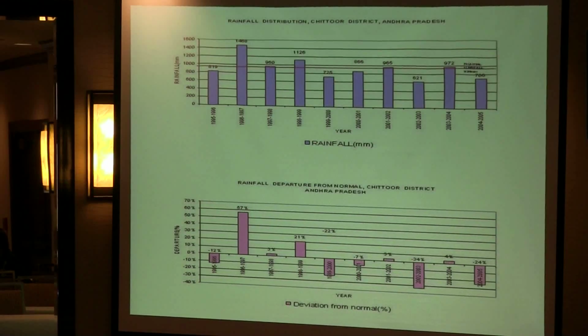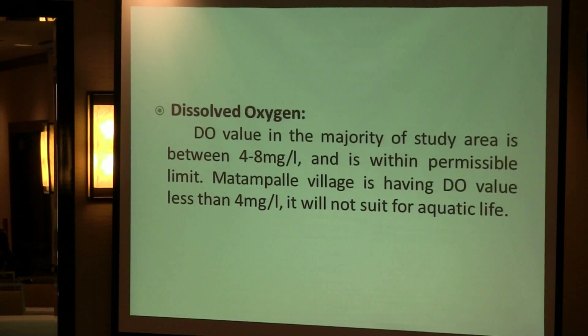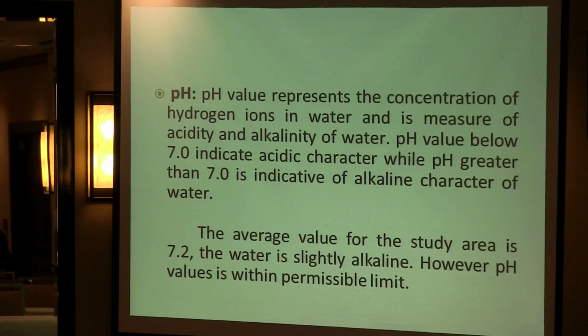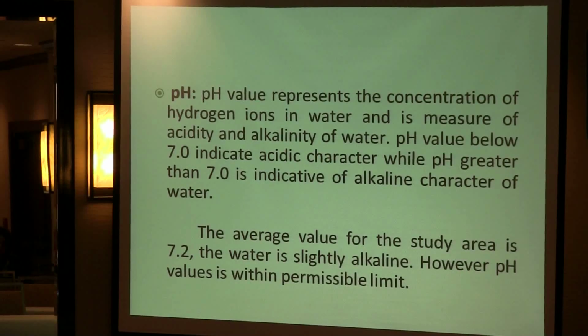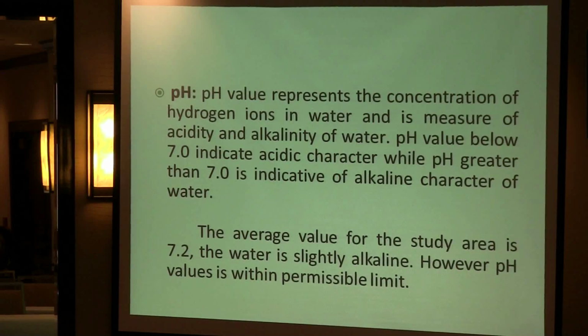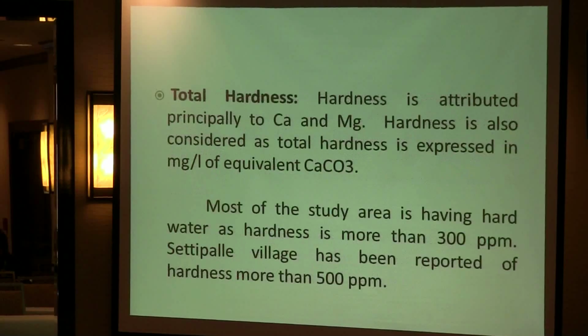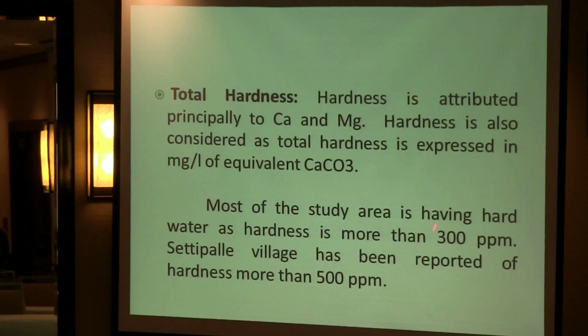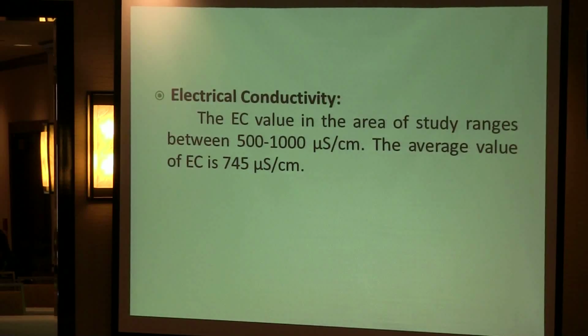So there is an important need to assess how good the groundwater is, especially with parameters like dissolved oxygen and pH value. We have seen that most of it is alkaline, but luckily it is not varying much, so it is within the permissible limit. Hardness again is a very important thing. The water is very hard, and because of this there is a problem in terms of drinking as well as for domestic purposes.